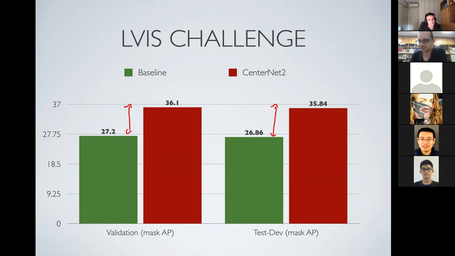And by the way, this is a really beefy architecture, and Xingyi, who did this, implemented all the tricks he could find online to make these numbers as high as possible. So this model, I think, took over a week to train, but it's the best we can push CenterNet this far.